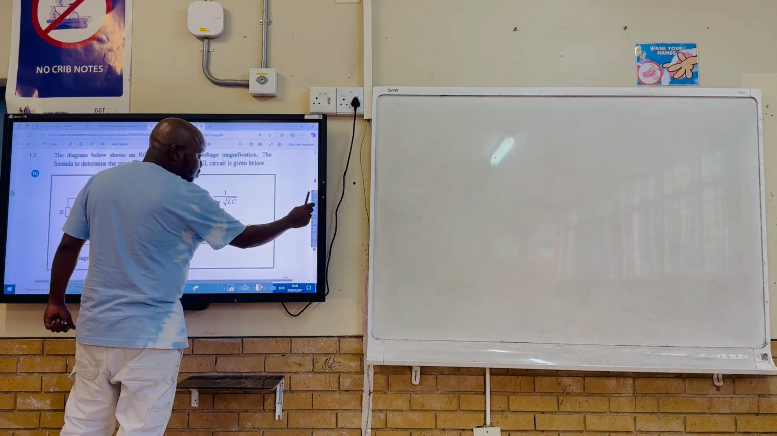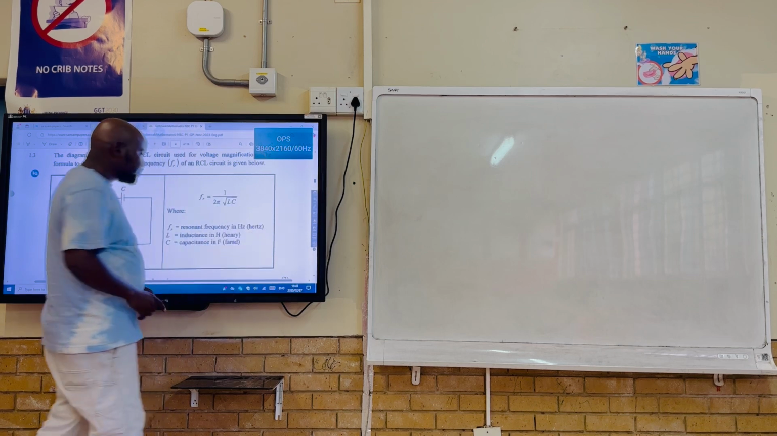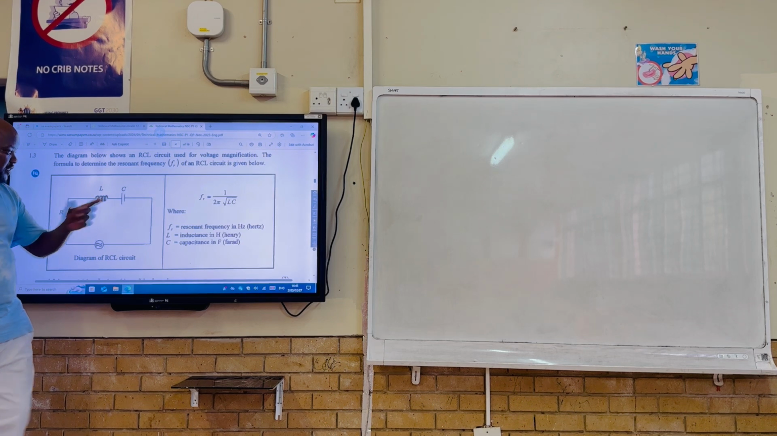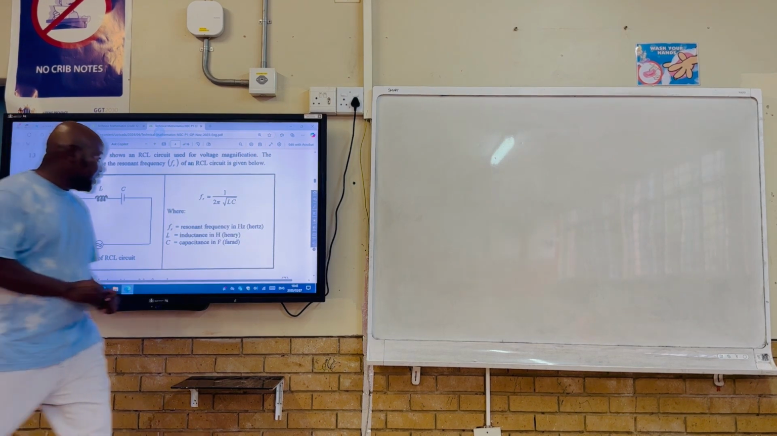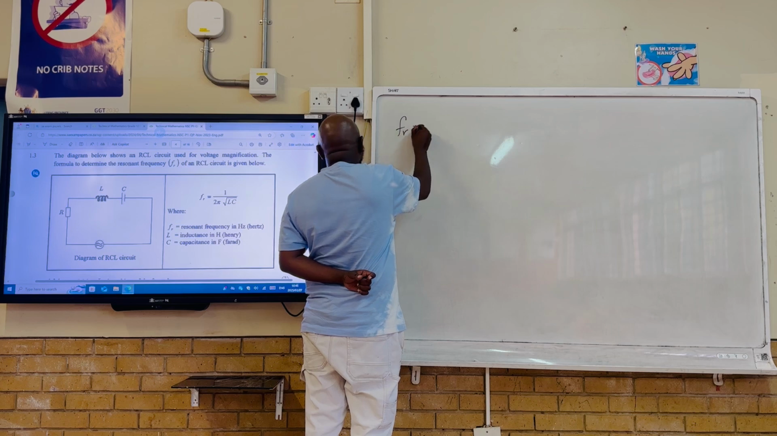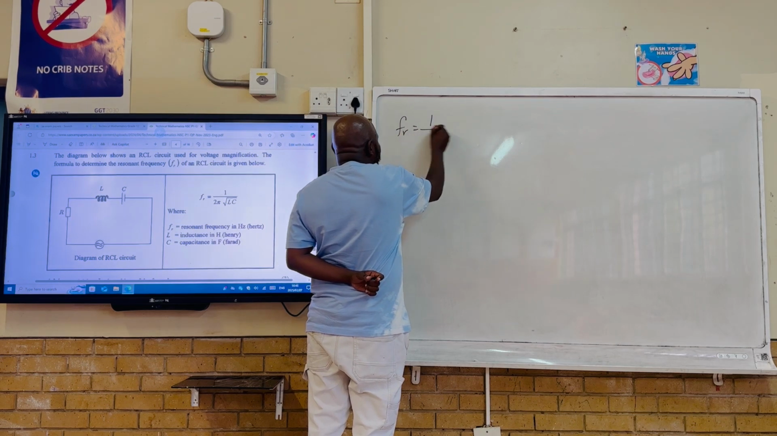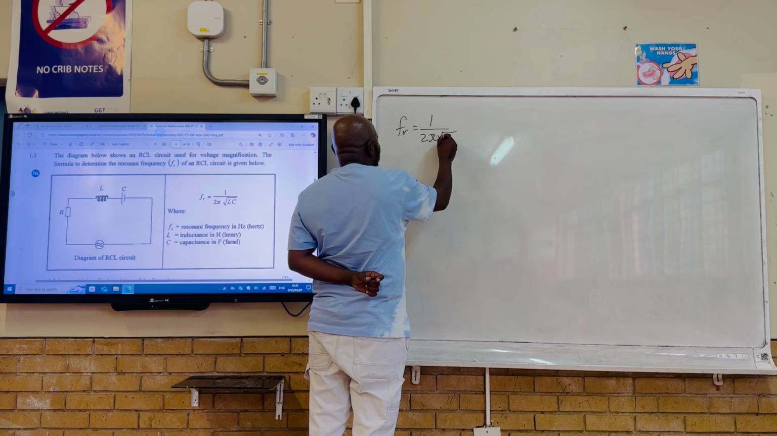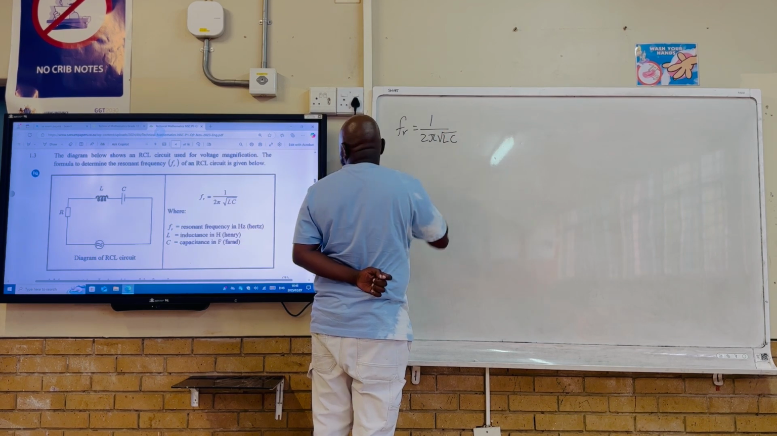We're just going to focus straight on the question. We are given our frequency there, which is equal to 1 divided by 2 pi into the root of L multiplied by C.